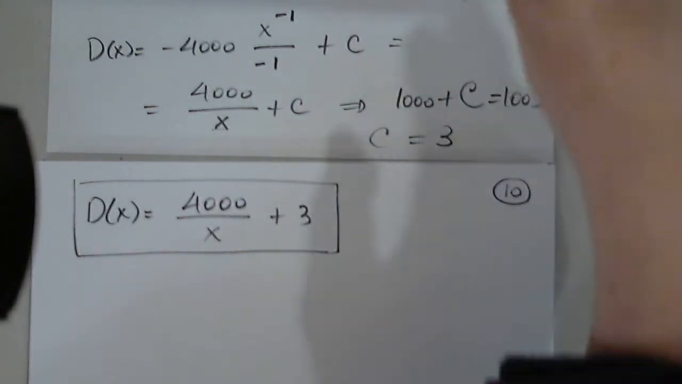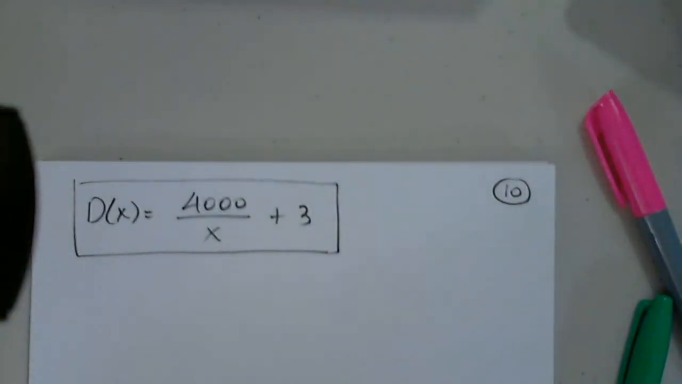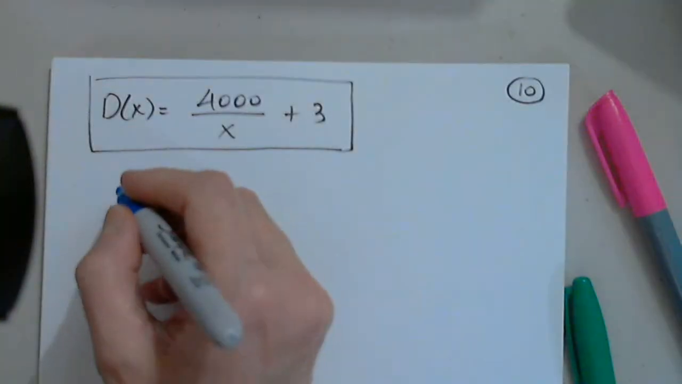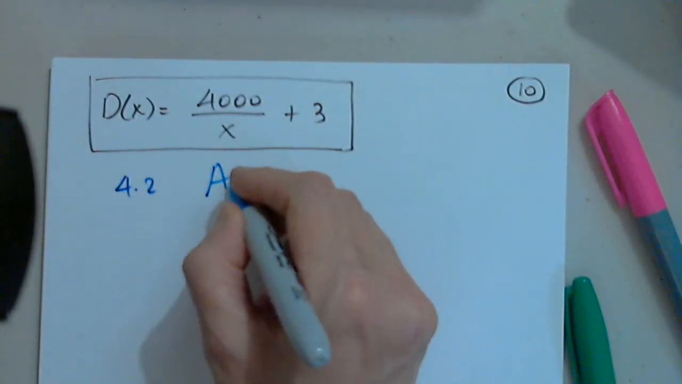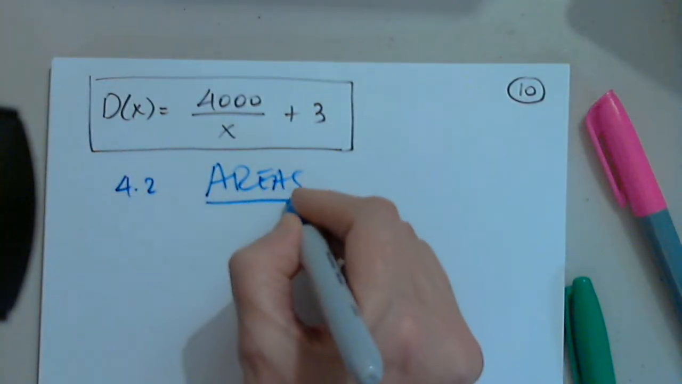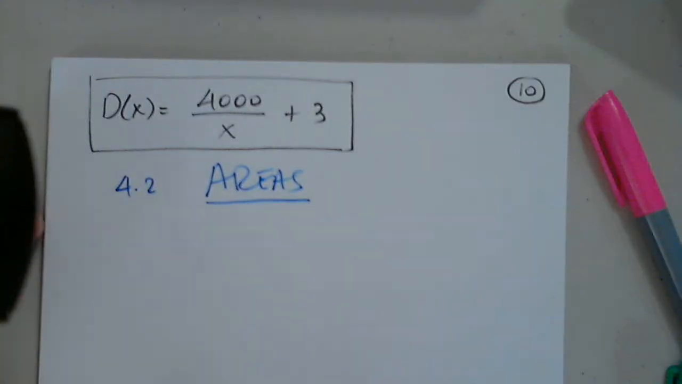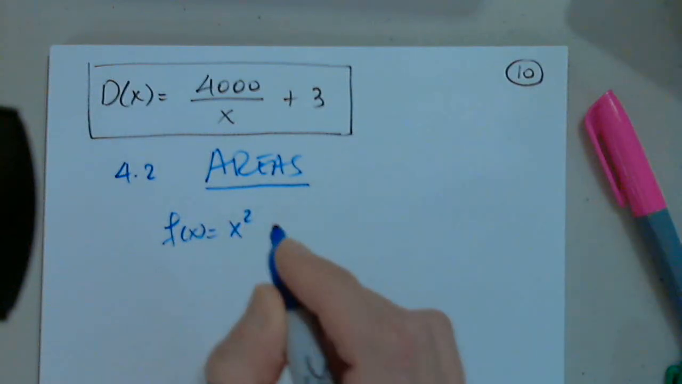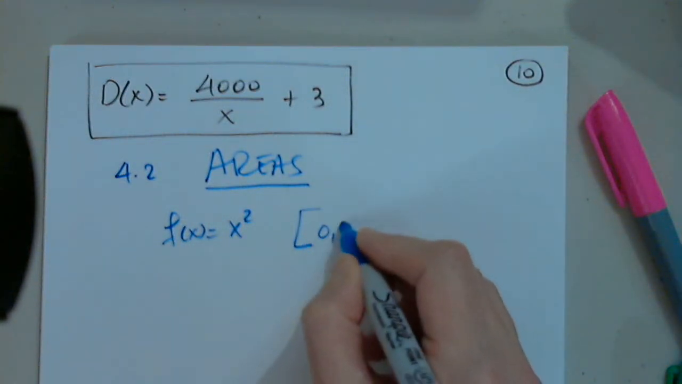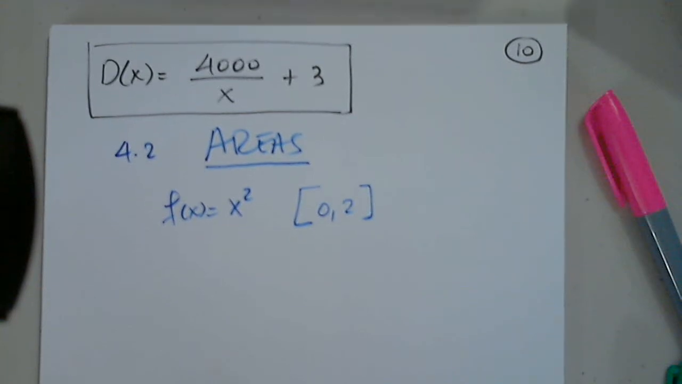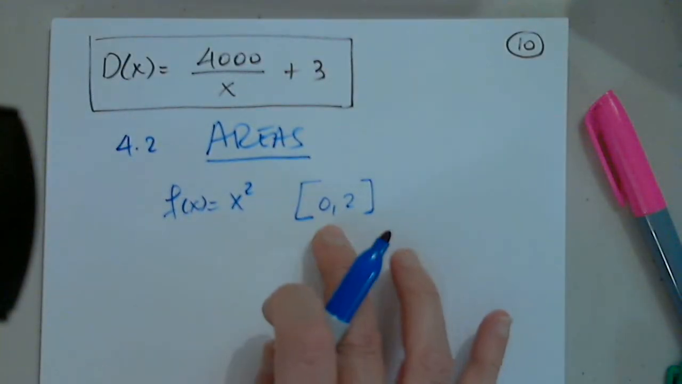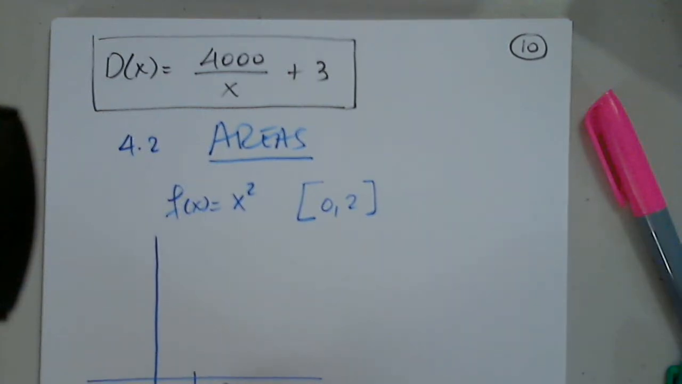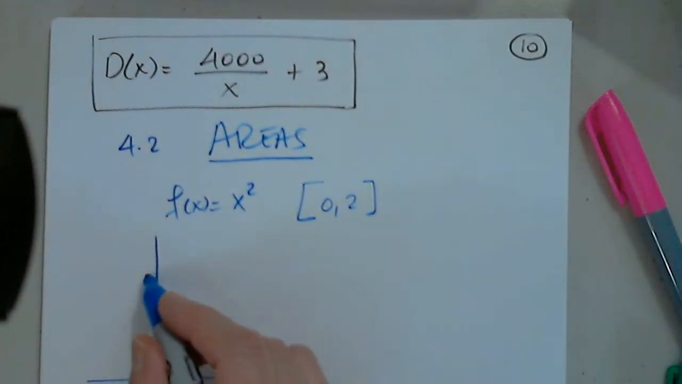Okay, so let's continue now with the next section, which is 4.2. And in 4.2, we're talking about areas. Imagine the following function. Let's say a simple function x squared and the interval 0, 2. I'm going to graph this function on this interval. 1, 2. 1, 2, 3, 4.